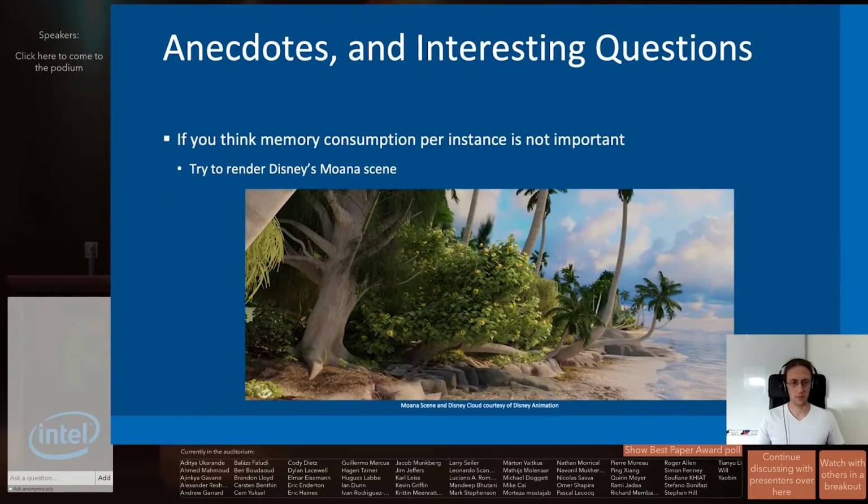Okay, some more anecdotes. We didn't really pay attention to the memory consumption of our instances until we tried to render Disney's Moana scene, which has millions of instances. And then it became really, really clear that we should have paid more attention to that.